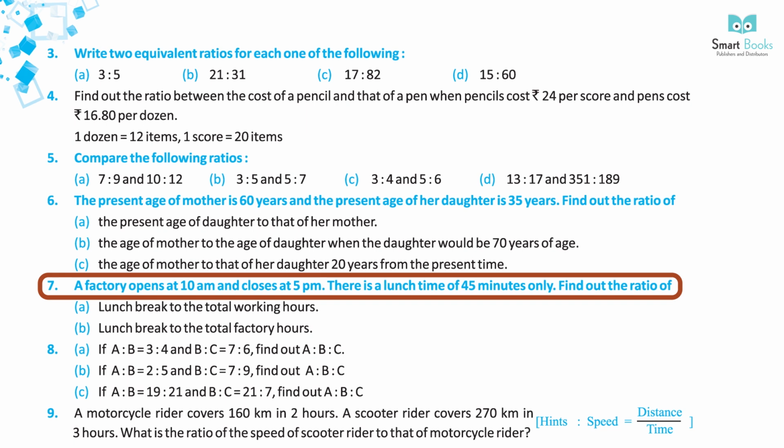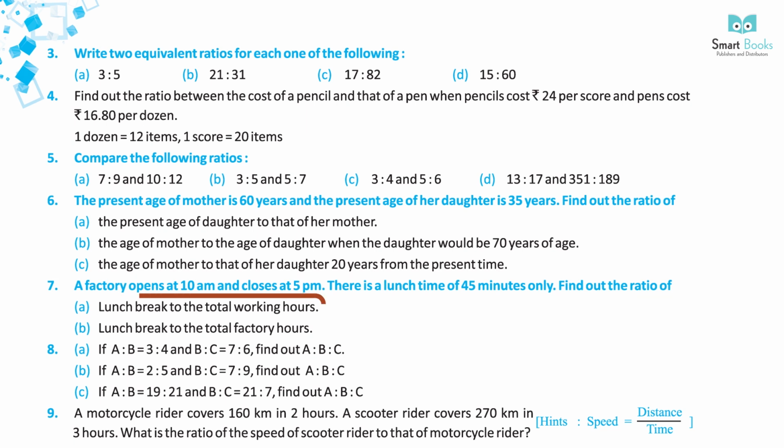Question 7. A factory opens at 10 a.m. and closes at 5 p.m. There is a lunch time of 45 minutes only. Find out the ratio of A. Lunch break to the total working hours. Solution: 3 ratio 25. B. Lunch break to the total factory hours. Solution: 3 ratio 28.